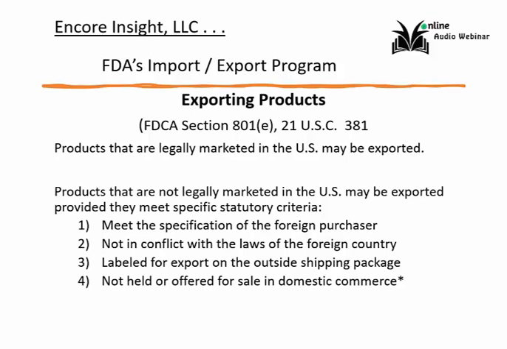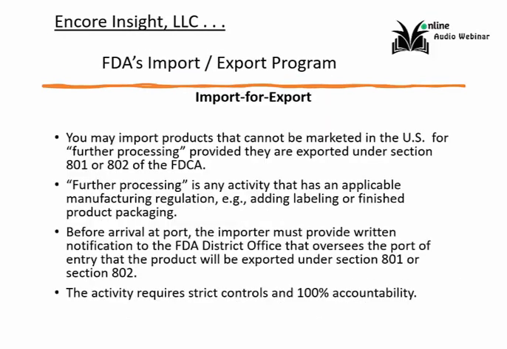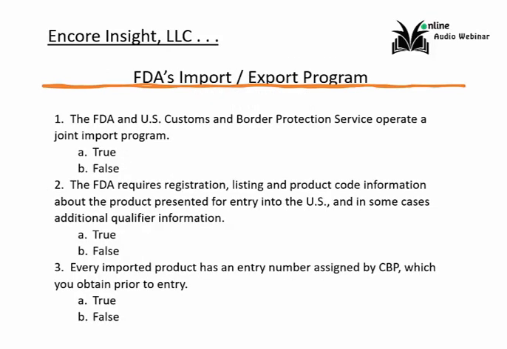We're going to go through this quickly. I just want to make sure you're aware of the exporting program. Then finally, you have what's called the import for export. You're bringing something into the country to further process it and then get it back out of the country for whatever global commerce you're interested in. And so you can bring products in for further processing, and then export them under Section 801, those basic 4 criteria. So what's further processing? It's any activity that is covered by a manufacturing regulation.